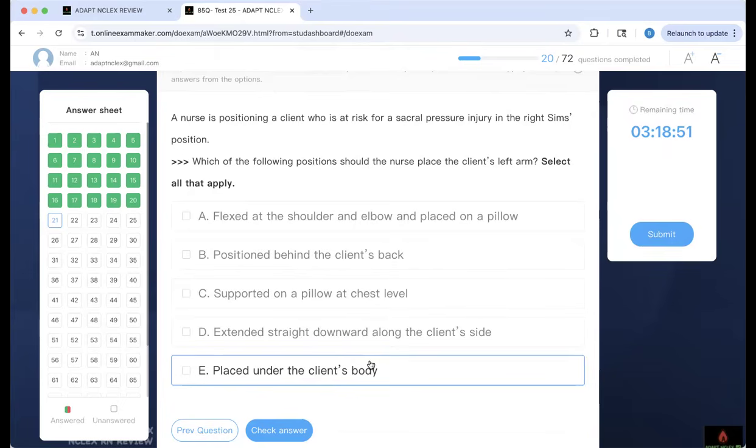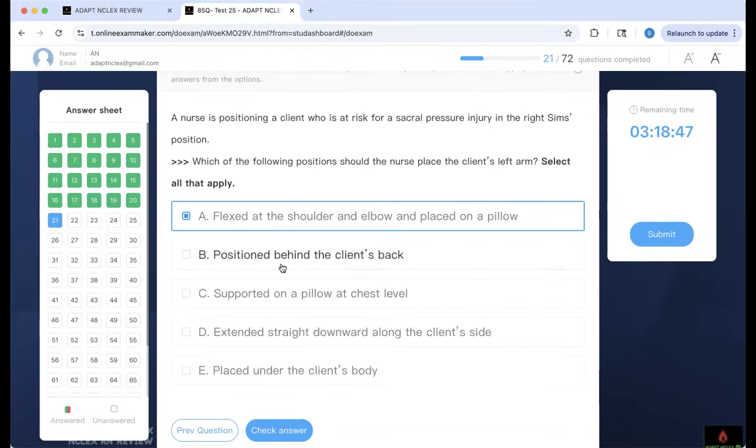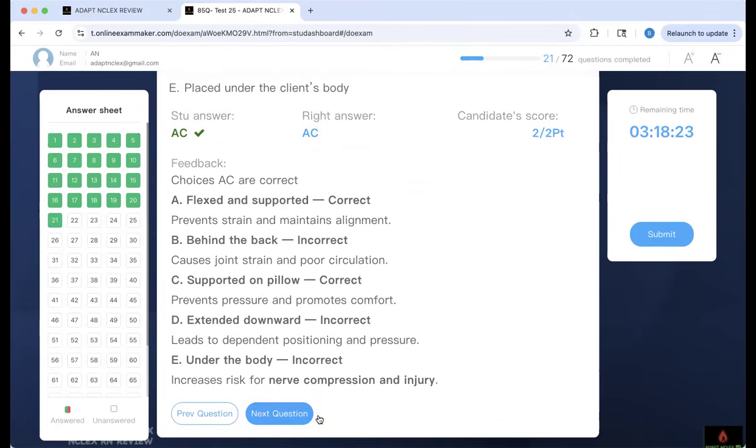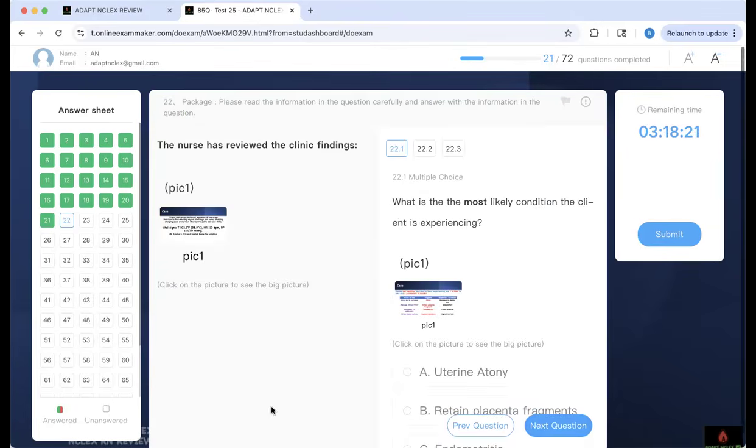This is a little bit difficult, but you got to imagine the Sims position. I can tell you A and C are the right answer. You have to flex at the shoulder, that's where you place it, and the elbow. This supports the patient in a neutral position. Position behind the client's back? No, that's you breaking the hand. You support it on the pillow at the chest level too. Extend straight downward? No, it will cause contracture. And place under the client's body? No, they can't lay on it. And this is the explanation for all of them.